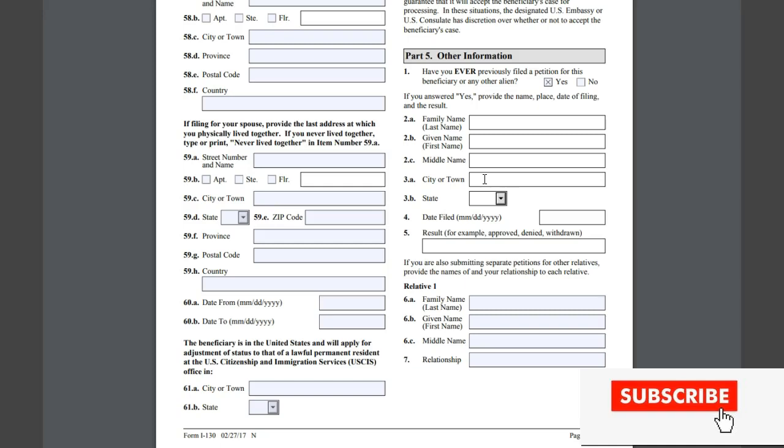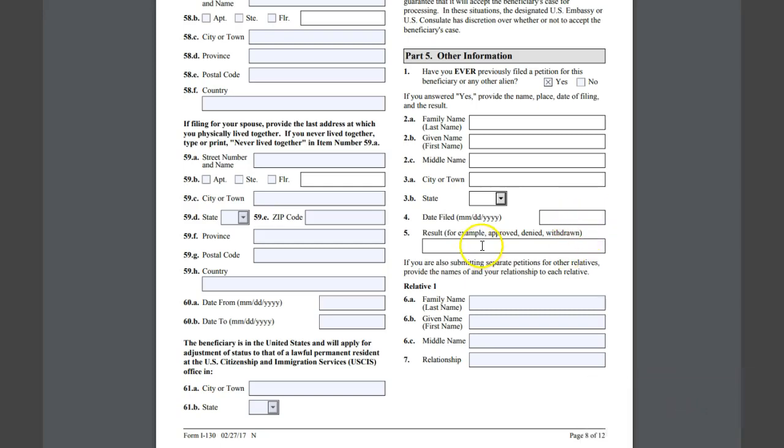That's the date of filing. I know it can be approximate. Sometimes people don't remember, so you will put an approximation here. If you don't remember, they will understand. They also want the result: if the application has been granted, denied, or approved.